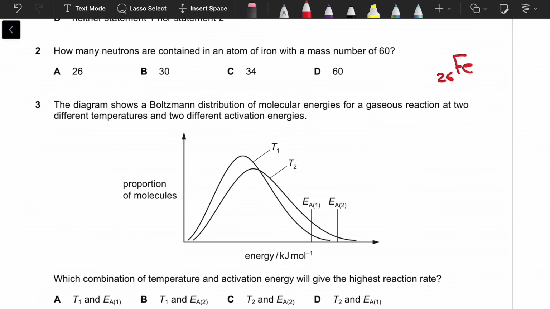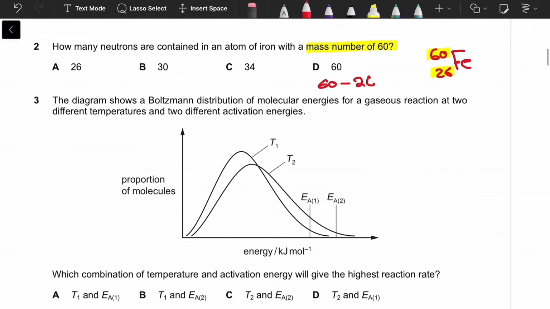Question number 2 asks us to find how many neutrons would be contained in an atom of iron with a mass number of 60. If we look at our periodic table, we find that iron has an atomic number of 26. So if we have a mass number of 60, the number of neutrons plus protons gives us our mass number. So in order to find the number of neutrons, we would have to subtract 26 from 60, and we would end up with 34 neutrons. Therefore, the answer is C.